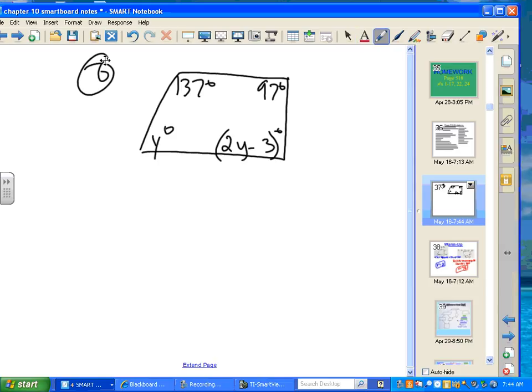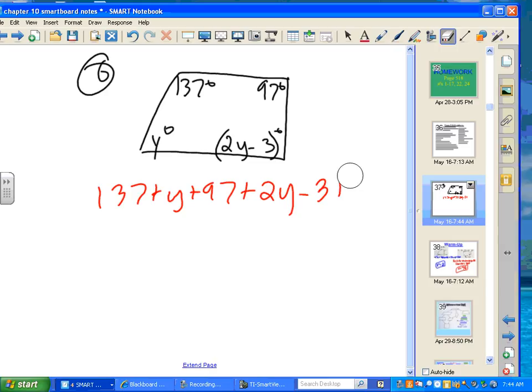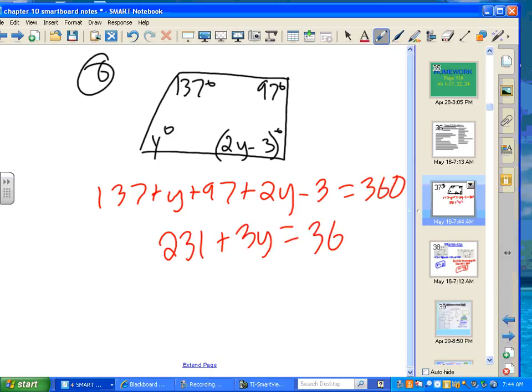So you need to add everything up and set it equal to 360. So the first step should be 137 plus y plus 97 plus 2y minus 3 equals 360. So combine like terms, we get 231 plus 3y equals 360. Subtract 231 from both sides. We get 3y equals 129. So Steve, check yours to see if you got that. Divide by 3, and that's how you get y is 43, not 42.